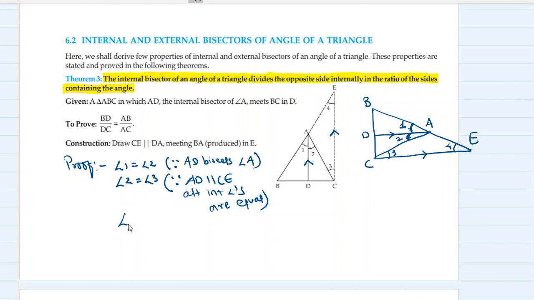Also, angle 1 is equal to angle 4. Can you tell me why angle 1 is equal to angle 4? Angle 1 is equal to angle 4 because they are corresponding angles. Do you see angle 1 and angle 4 are corresponding angles? Right? So angle 1 is equal to angle 4.